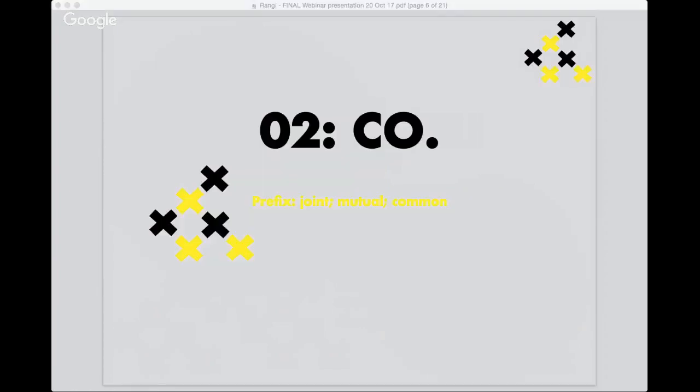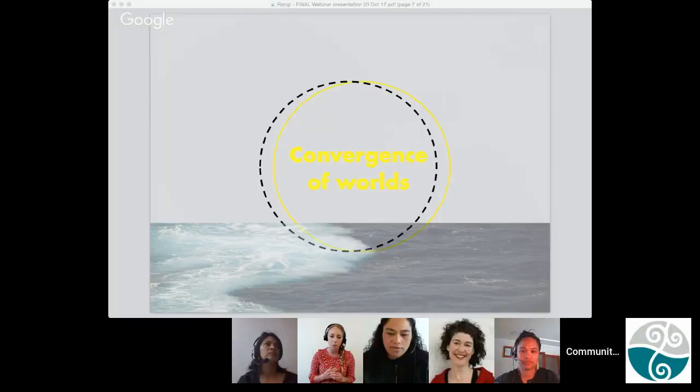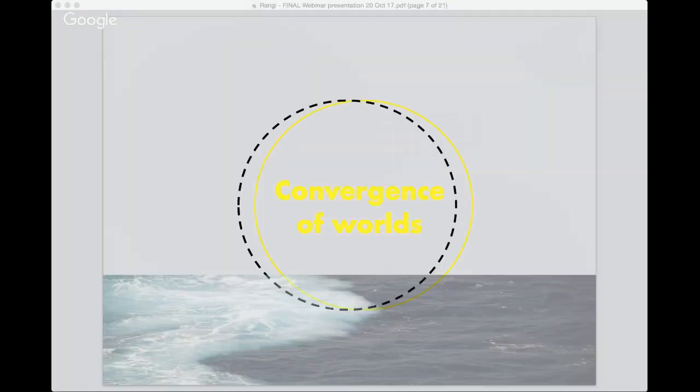The next word to explore when understanding design and co-design is this word co, which means to be joint, mutual and common, a convergence of worlds. So it's about creating space for worlds to come together equally, and to ignite a Māori that is exciting, disruptive, and creates new energy.